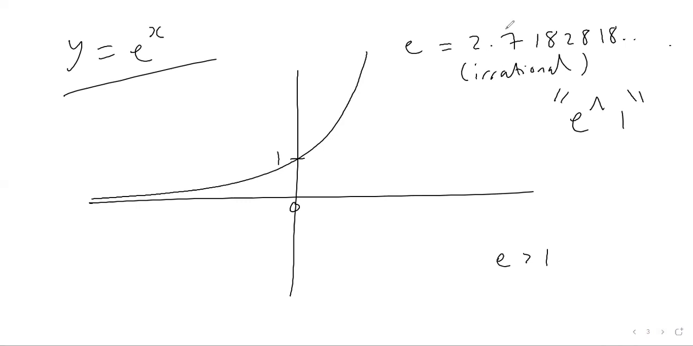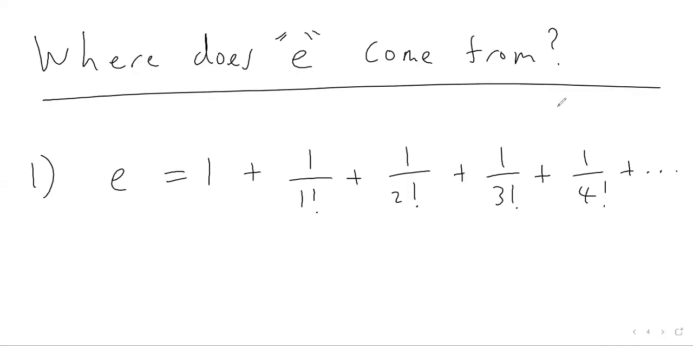Let's talk about, firstly, where this number actually comes from. Where does e come from? You can get this number e by doing this sum. If you do 1 plus 1 over 1 factorial plus 1 over 2 factorial plus 1 over 3 factorial plus 1 over 4 factorial plus 1 over 5 factorial plus 1 over 6 factorial plus 1 over 7 factorial, and so on up to infinity, you get e. That's where this number actually comes from.